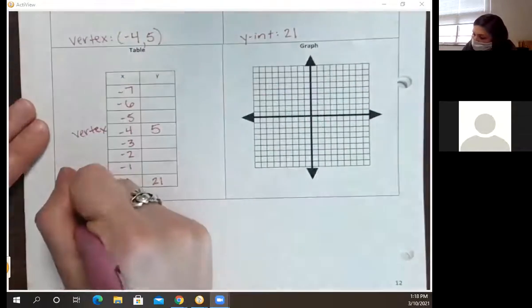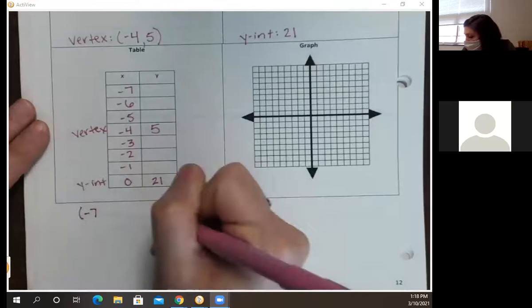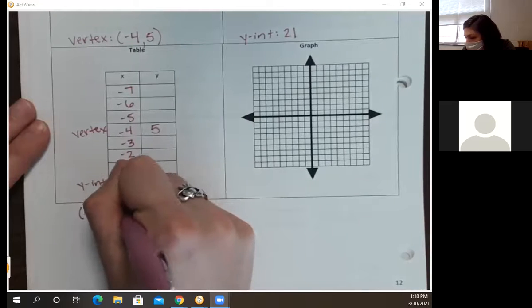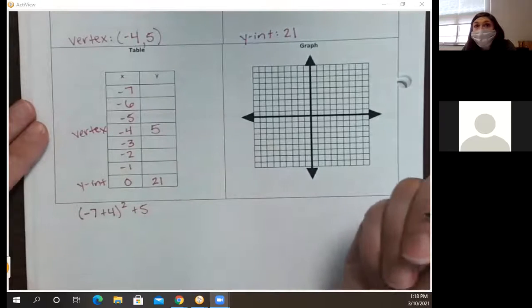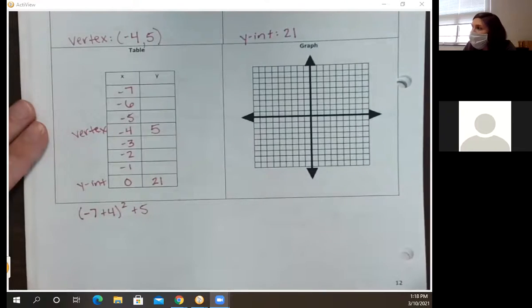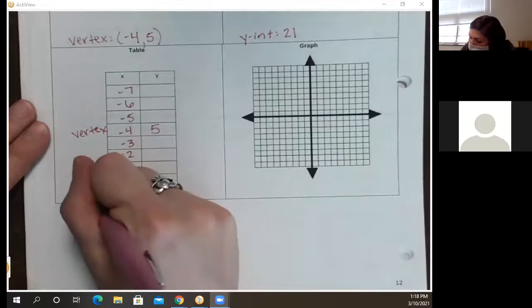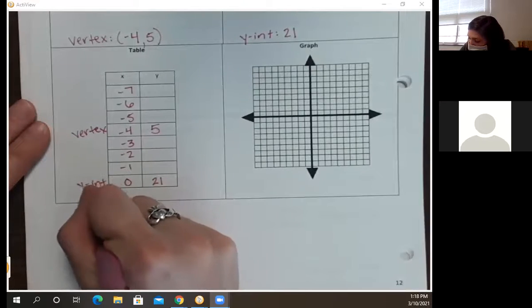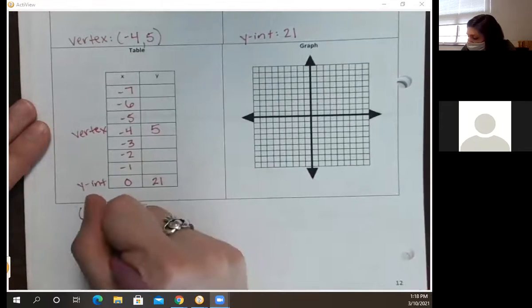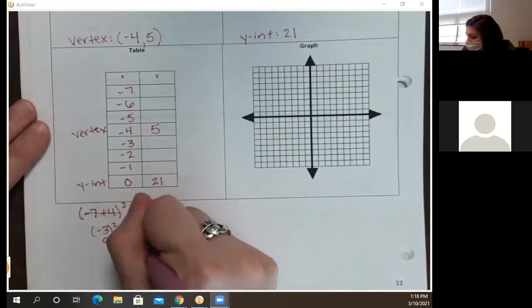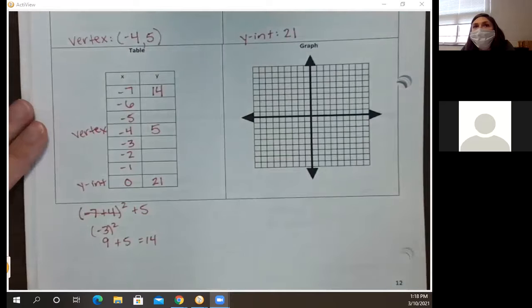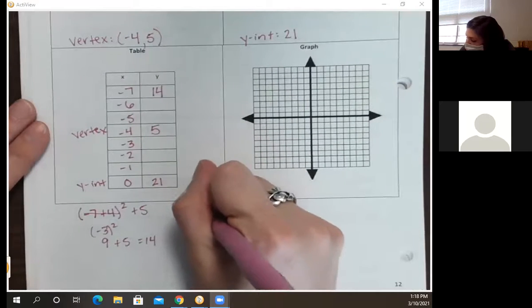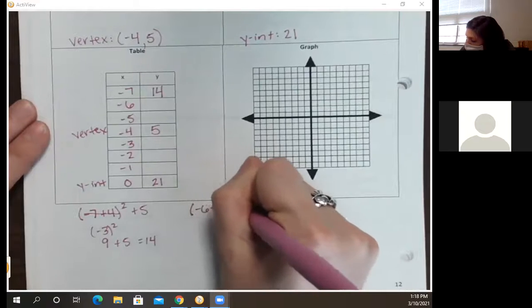I'm going to start here. I'm going to plug in -7 for x, so -7 plus 4 squared plus 5. -7 plus 4, remember, follow order of operations that we reviewed yesterday, -7 plus 4 would be -3. -3 squared would be 9. 9 plus 5 would be 14. So if I plug in -7 for x, I get 14 for y. Now I'm going to plug in -6. So -6 plus 4 squared plus 5.